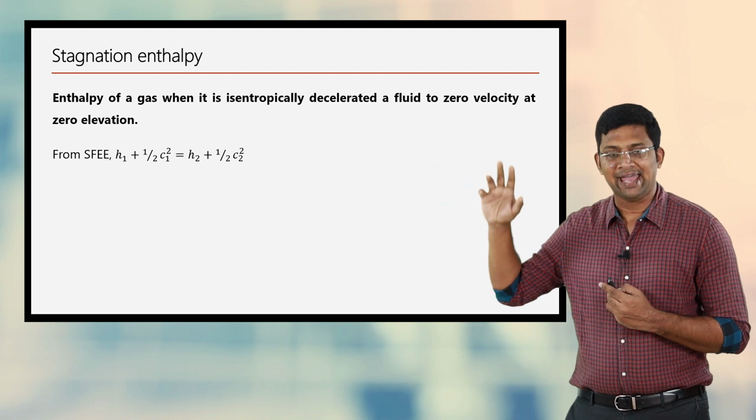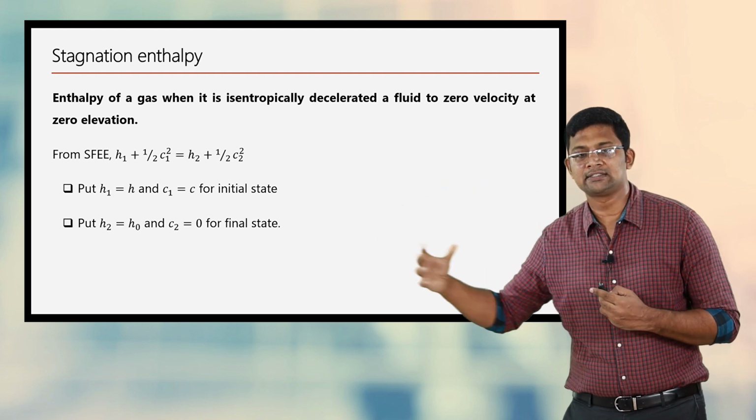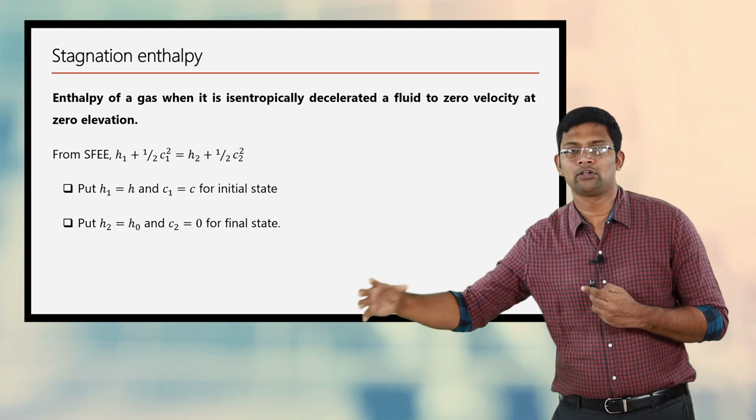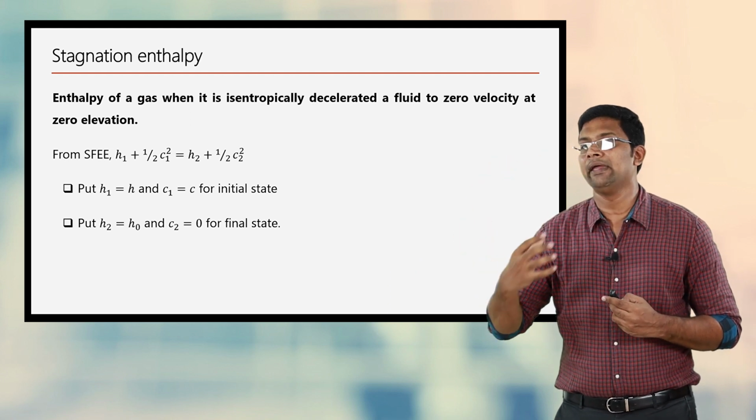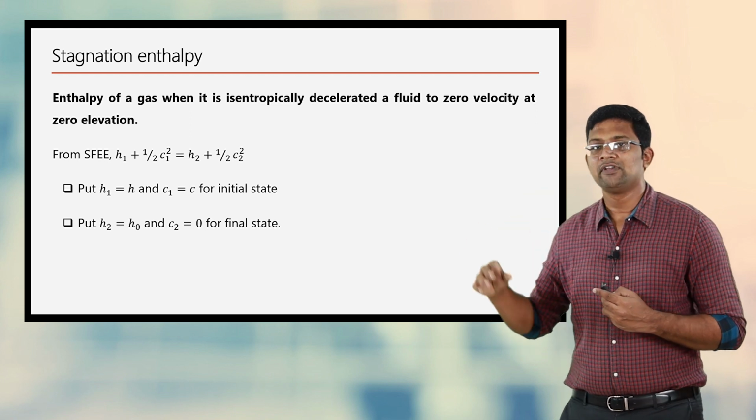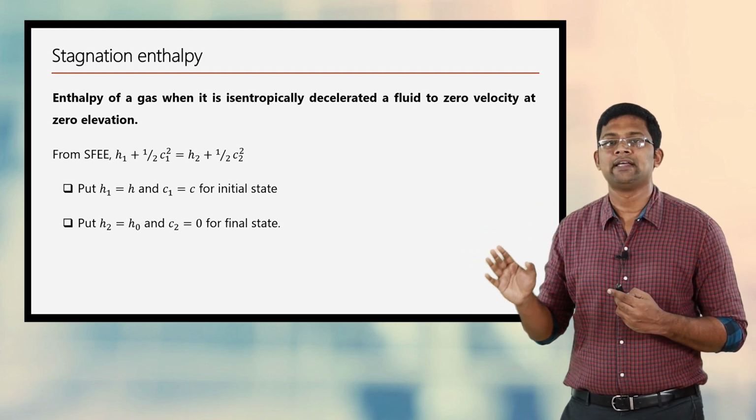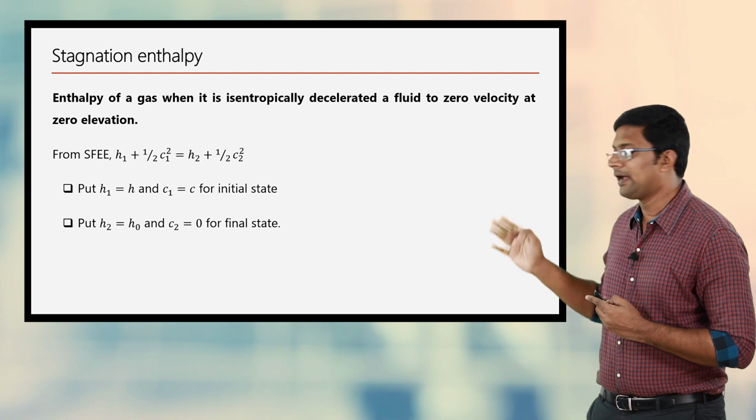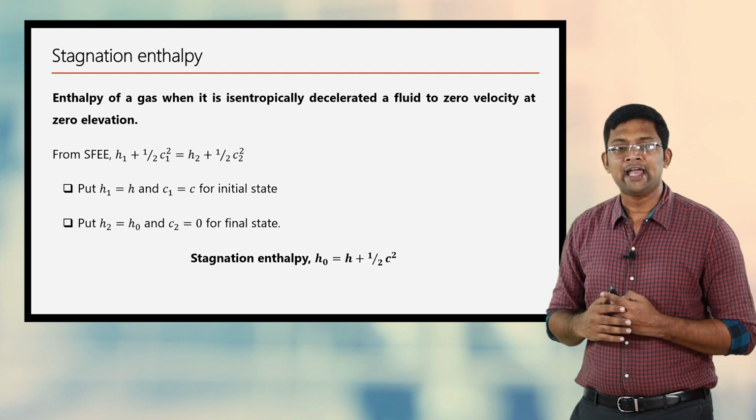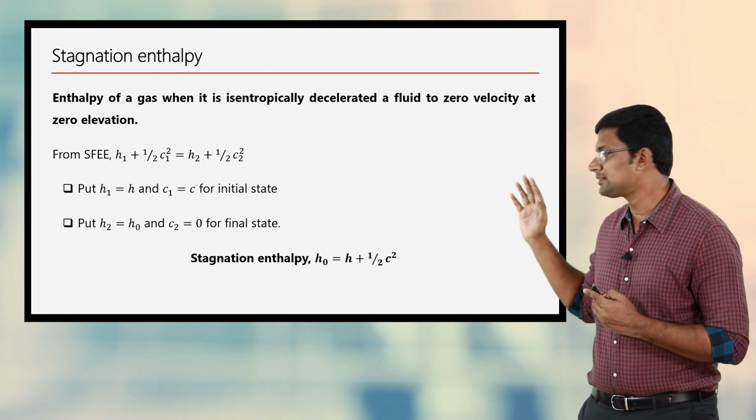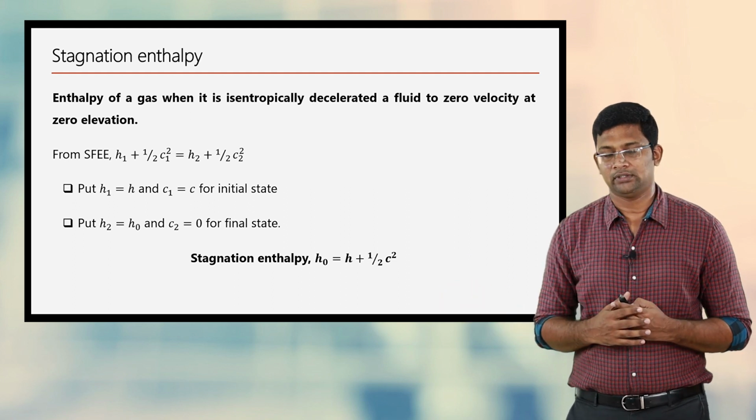Replace h1 in the above expression with h and c1 with c, that is for the initial state, and coming to the final state, you are decelerating the fluid to zero velocity. So, the velocity c will be equal to 0 and the corresponding enthalpy h is known as stagnation enthalpy, which is indicated by h0. All the stagnation properties are represented by suffix 0. So, the steady flow energy equation after making these changes will be: h plus half c square is equal to h0, that is nothing but the stagnation enthalpy. So, this expression is very important.